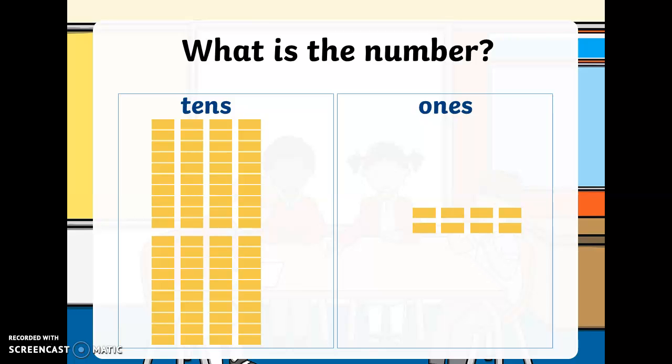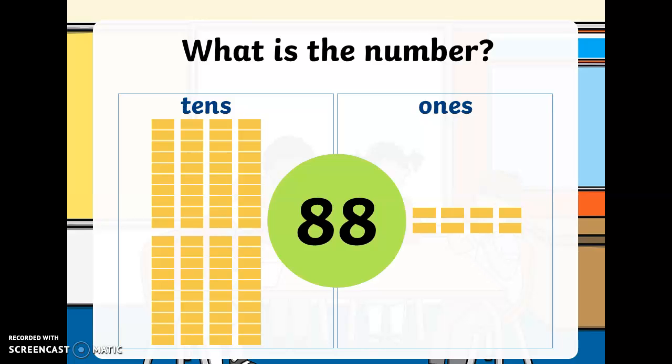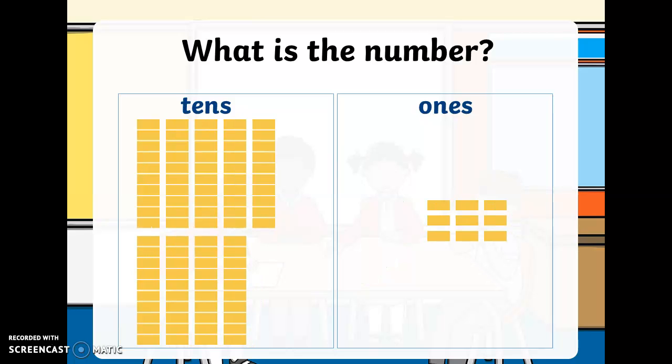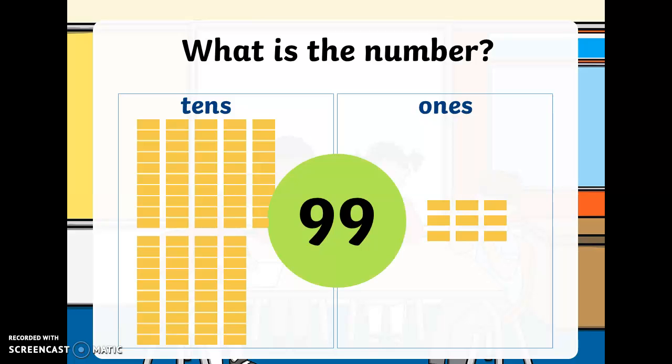What number is this? 88. Did you get that? 8 10s and 8 1s. 88. What is this number? 99. Did you get that? 99. Let's try one more.